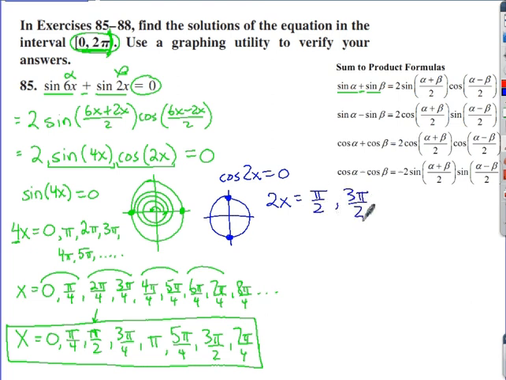But again, we have coterminal angles. So there's pi over 2, there's 3 pi over 2, but don't forget we could go all the way around and come back up to here as well. And what would that one be? So 1, 3, that would be 5 pi over 2.